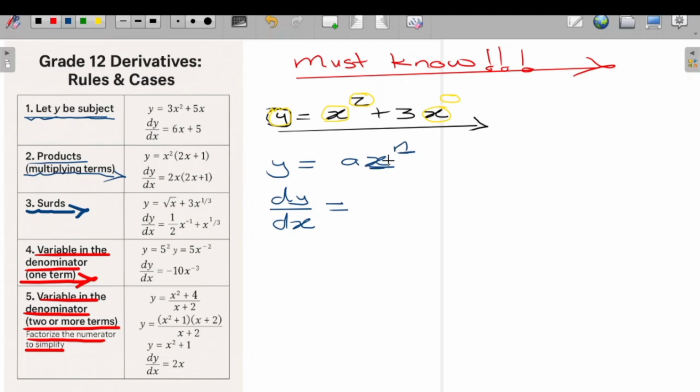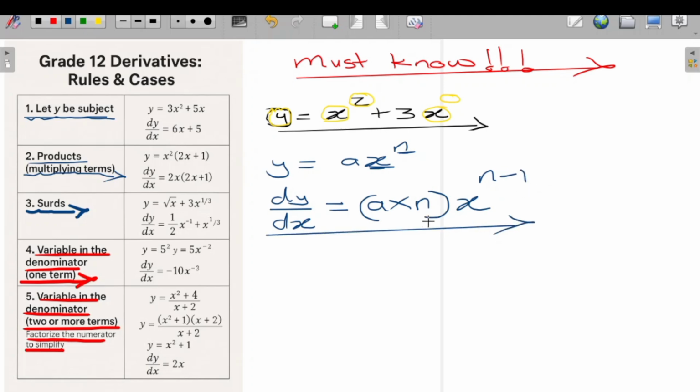So the power rule says that to derive, you multiply the coefficient, in this case a, with the exponent, which is n, and then you subtract 1 from the exponent, like this. Guys, this is the power rule.